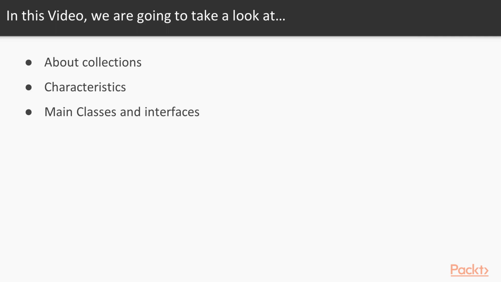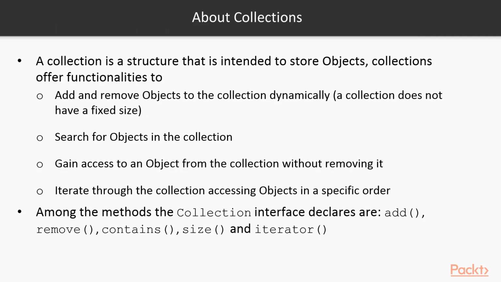Let's get started. A collection is a structure that is intended to store objects. Collections offer functionalities to add and remove objects to the collection dynamically. That is, a collection doesn't have a fixed size. We could add objects as much as we have available memory. Collections offer the possibility to search for objects in the collection, gain access to an object from the collection without removing it, and iterate through the collection, accessing objects in a specific order.